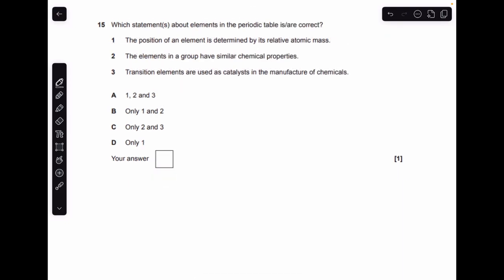And finally, number 15, which statements are correct about elements in the periodic table? The position of an element is determined by its relative atomic mass. No, that's wrong, because it's the proton number. Elements in the same group have similar chemical properties. Yep, that's right. Transition elements are used as catalysts. Yes, that's right. So 2 and 3 are correct, so option C.